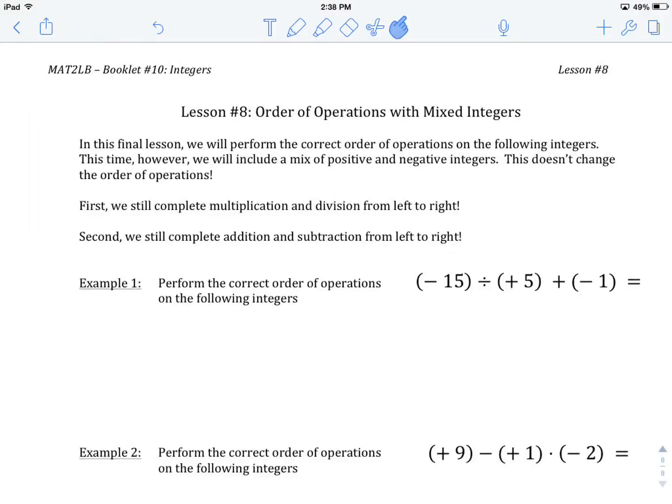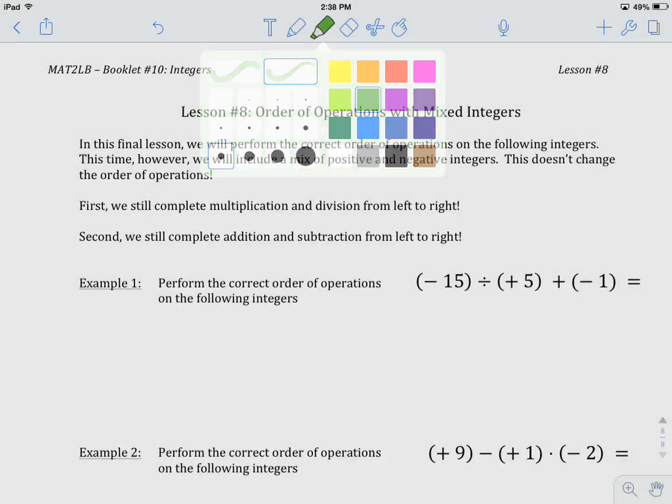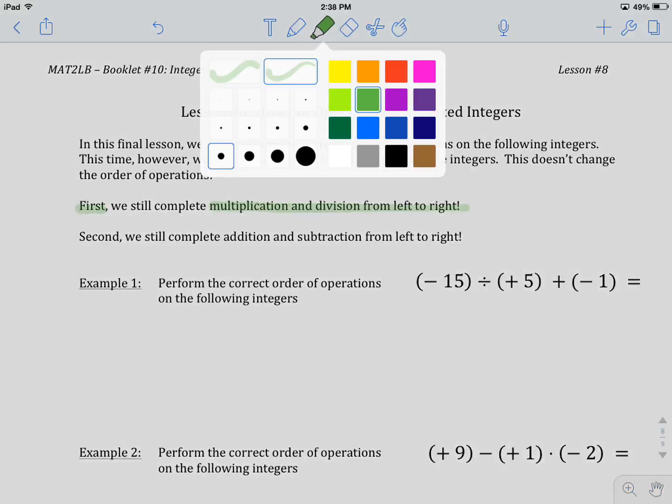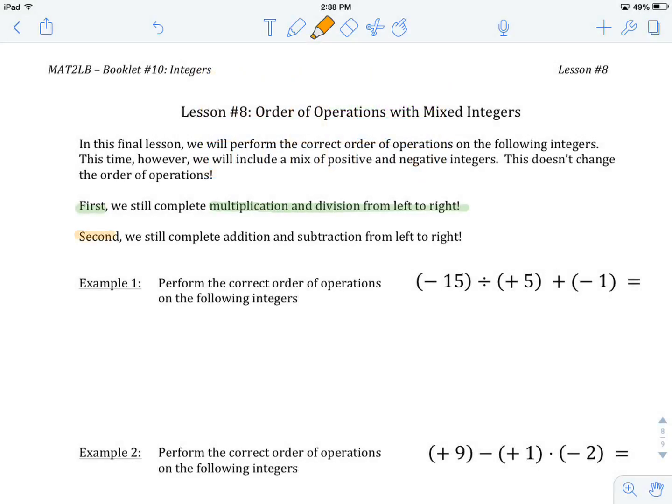Same thing, quick review. First, we are going to be completing multiplication and division from left to right when we're doing our order of operations. And we're going to follow that second by completing addition and subtraction from left to right. So that's the piece we have to remember. Still the same, multiplication and division first from left to right as they show up, followed by, when we're done that, addition and subtraction from left to right as they show up.